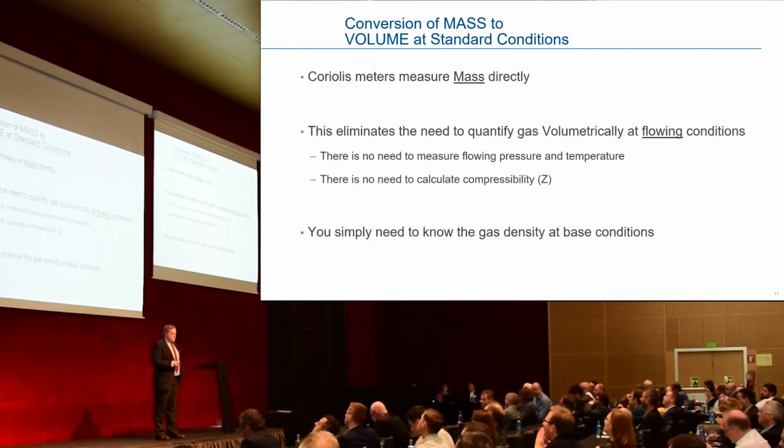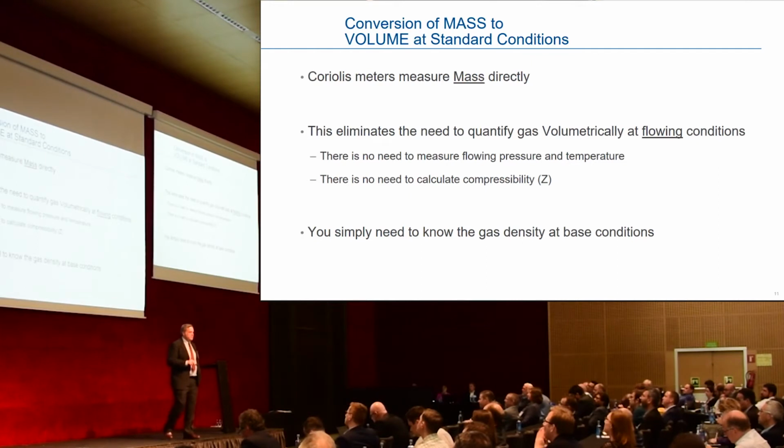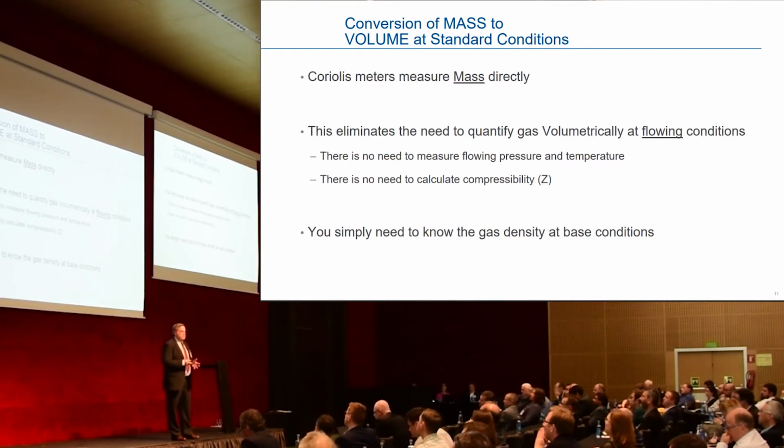So the Coriolis meters do measure mass directly, as I mentioned, and we're going to discuss now how that relates to standard volume, which is almost essential in almost every gas flow measurement application. But it does mean that because you're flowing and measuring mass directly, you don't need to know the pressure and temperature of your fluid in order to convert to standard volume. All you need to know is the base density, which comes entirely from the gas composition.